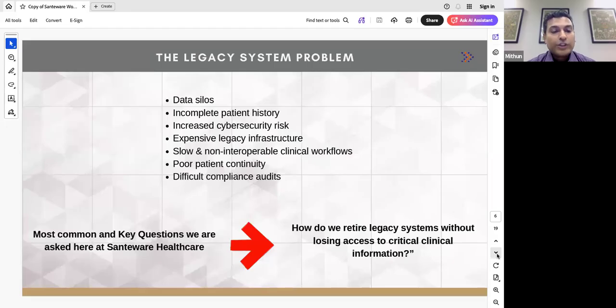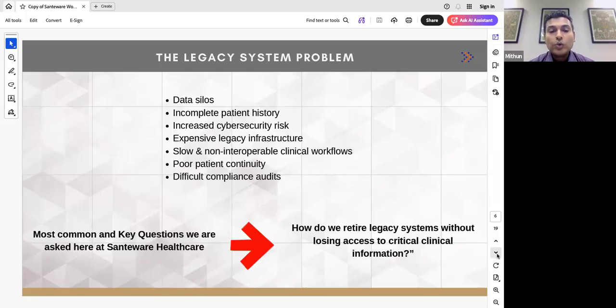And the most common and key question that we are asked here at Healthasyst Software is how do we retire the legacy system without losing access to critical clinical information? And that's exactly what we are trying to help answer today. And we might be right in our approach or might have to fine-tune some of the things that we are talking about based on the discussions and your inputs.